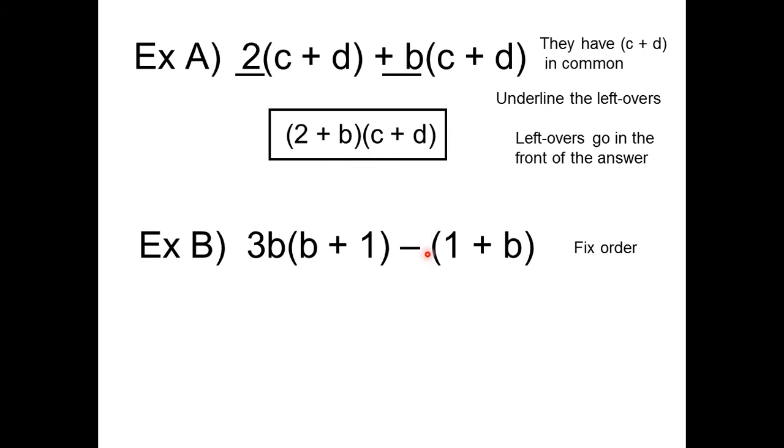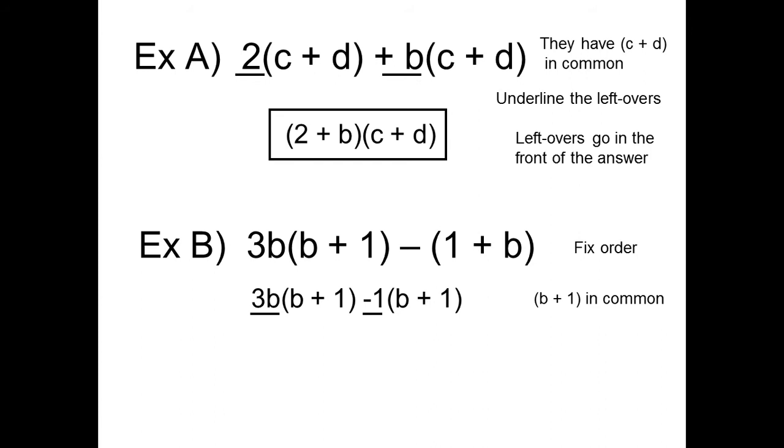Say it with me. That's right. You're Juan. So when I fix the order, I need to go ahead and write Juan because we love him so much. If you notice, I do have my parentheses here in common, and that allows me to go ahead and find my answer. So I go ahead and underline my leftovers there.